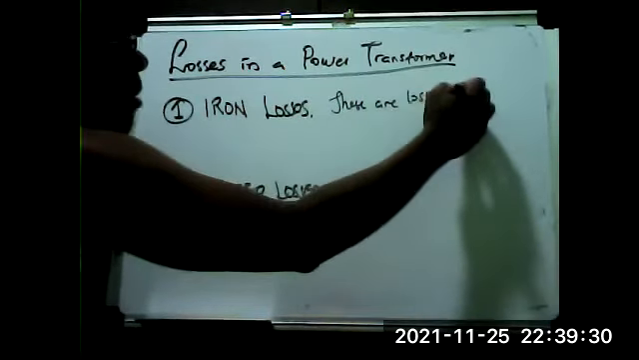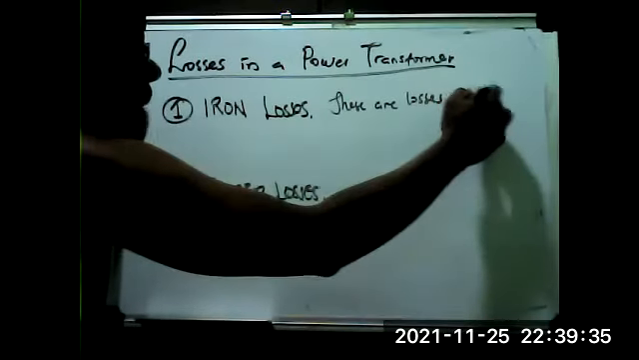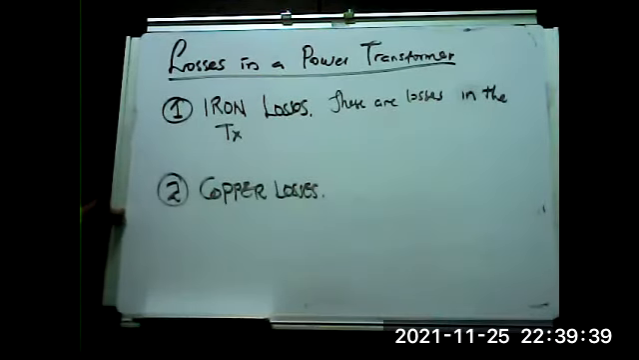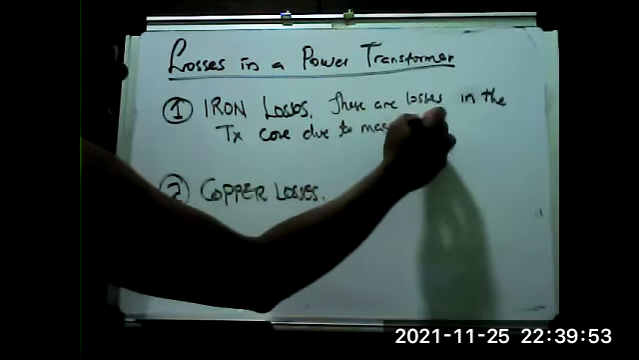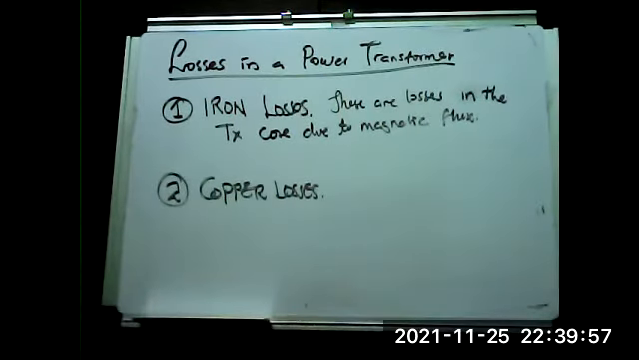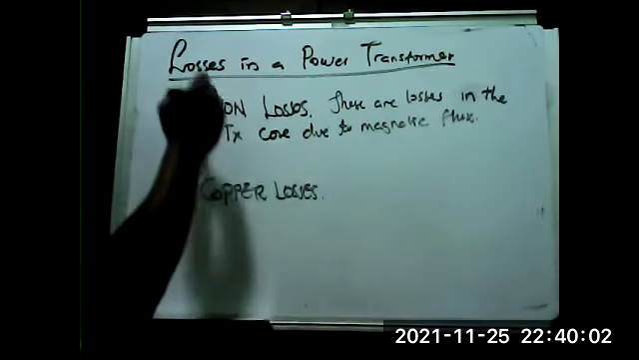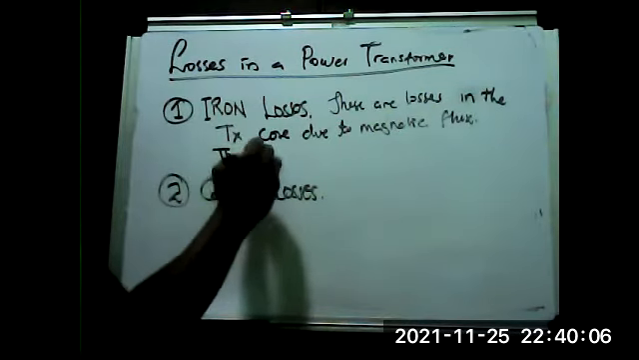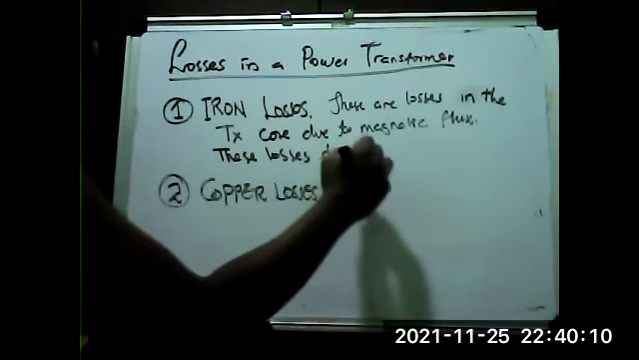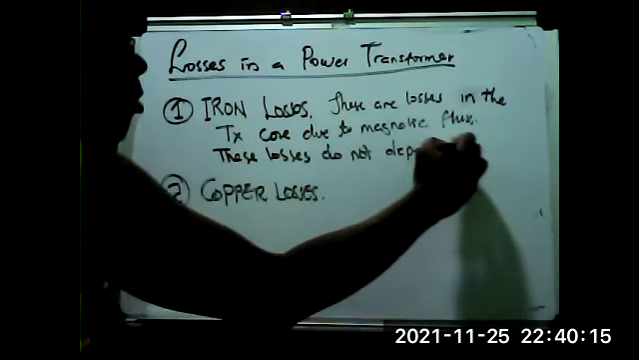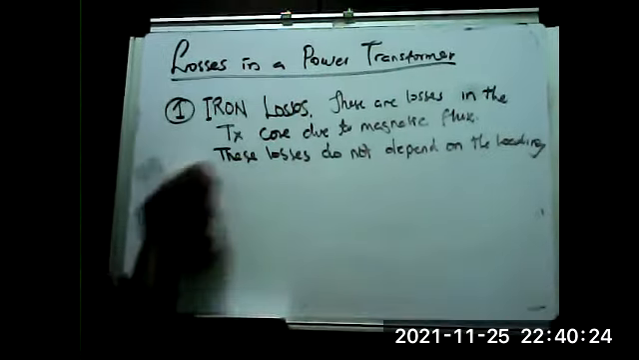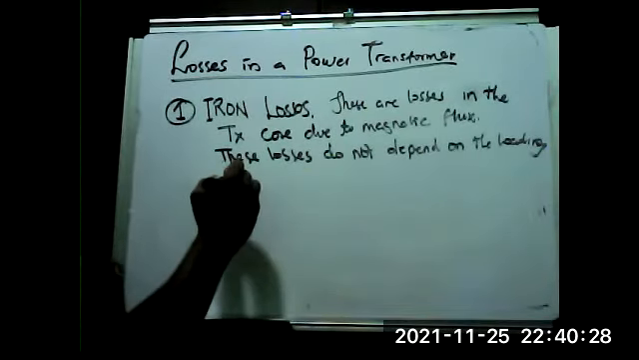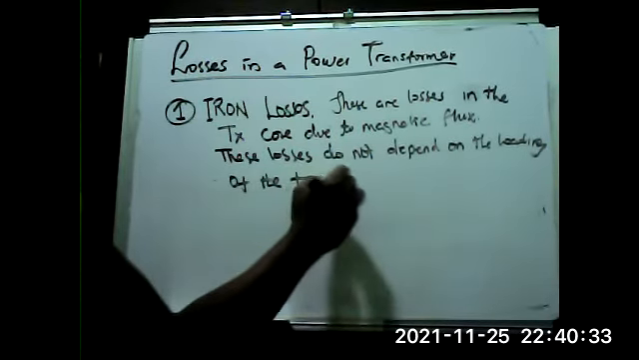These are losses in the transformer. TX is the abbreviation for transformer. These are losses in the transformer core due to magnetic flux. That's number one. Secondly, you need to mention that these losses, the iron losses, do not depend on the loading of the transformer. These losses do not depend on the loading of the transformer.